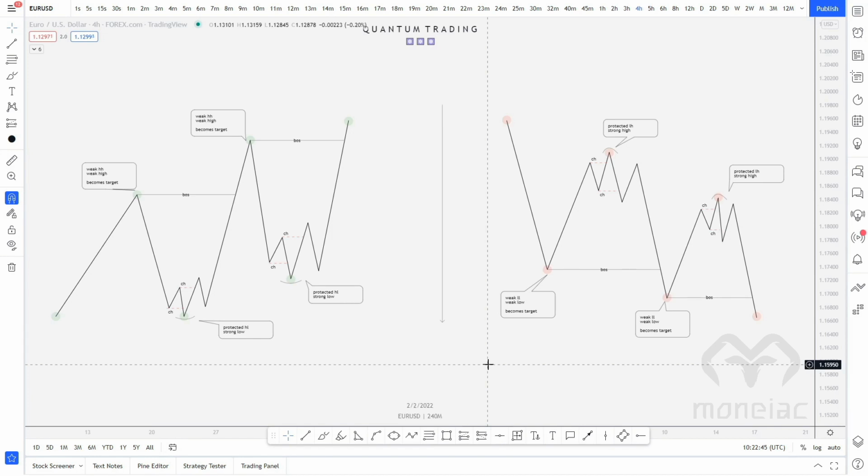Now, we haven't gone through complex pullbacks just yet, but we're going to go through swing structure and internal structure in another video. What we need to understand is that when we talk about strong and weak highs and lows within the market, this is in regards to our swing structure, and we're going to go over it in detail when we're on the charts. Once you've gone through the other sections, such as swing structure versus internal structure, it'll all start to make a lot more sense.